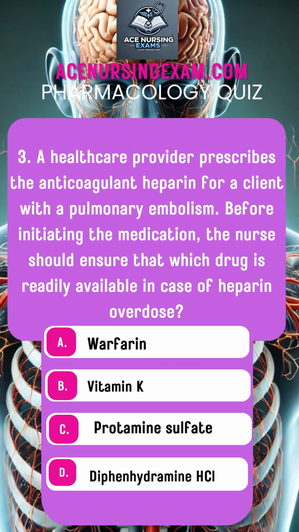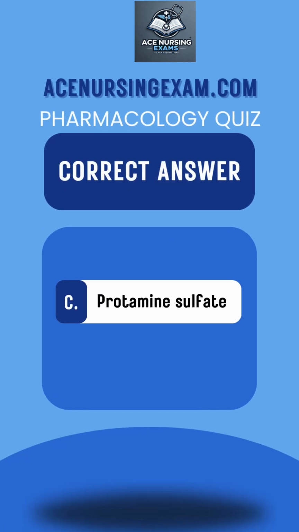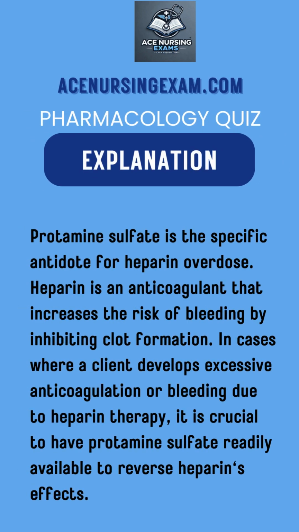3. A healthcare provider prescribes the anticoagulant heparin for a client with a pulmonary embolism. Before initiating the medication, the nurse should ensure that which drug is readily available in case of heparin overdose? A. Warfarin. B. Vitamin K. C. Protamine sulfate. D. Diphenhydramine HCl. Correct answer: protamine sulfate.